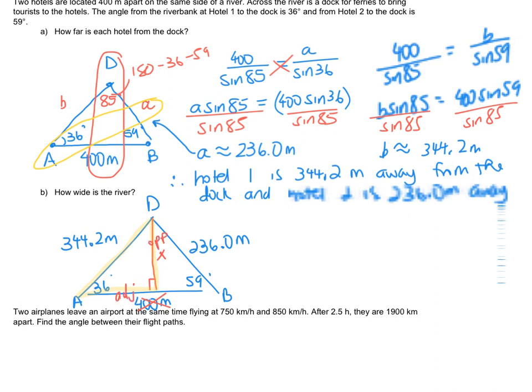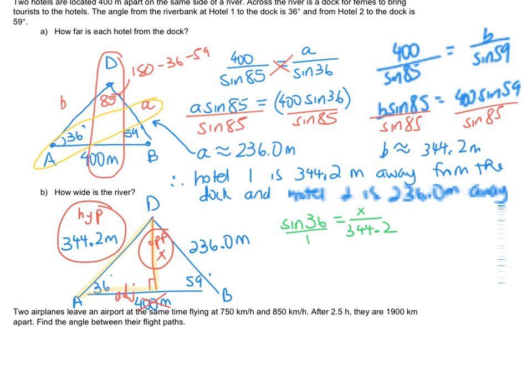Adjacent is the blank side, because that 400 meters is the entire length from A to B. We don't actually know the adjacent side of just that right triangle. And then 344.2 is the hypotenuse. So I am looking for opposite, and I have the hypotenuse, which means I will use sine from SOHCAHTOA. Opposite is x, hypotenuse is 344.2.